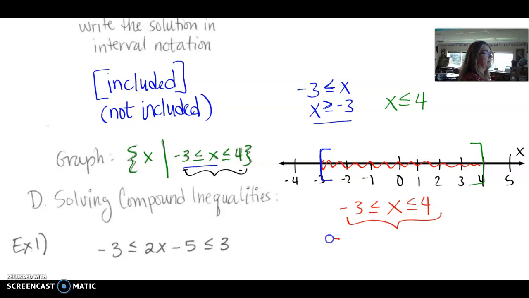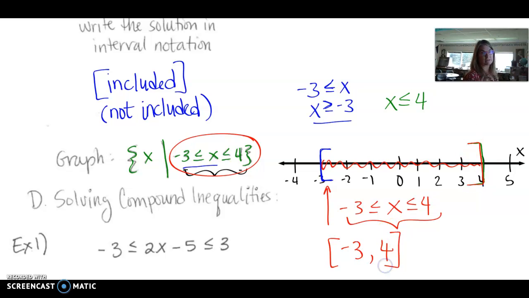We're going to have a bracket that corresponds with the lowest number that x can be that makes this true, which would be -3, and then we write a comma, and then we write the biggest number that x can be, which is over here at 4, and we make another square bracket. So that is the interval notation.